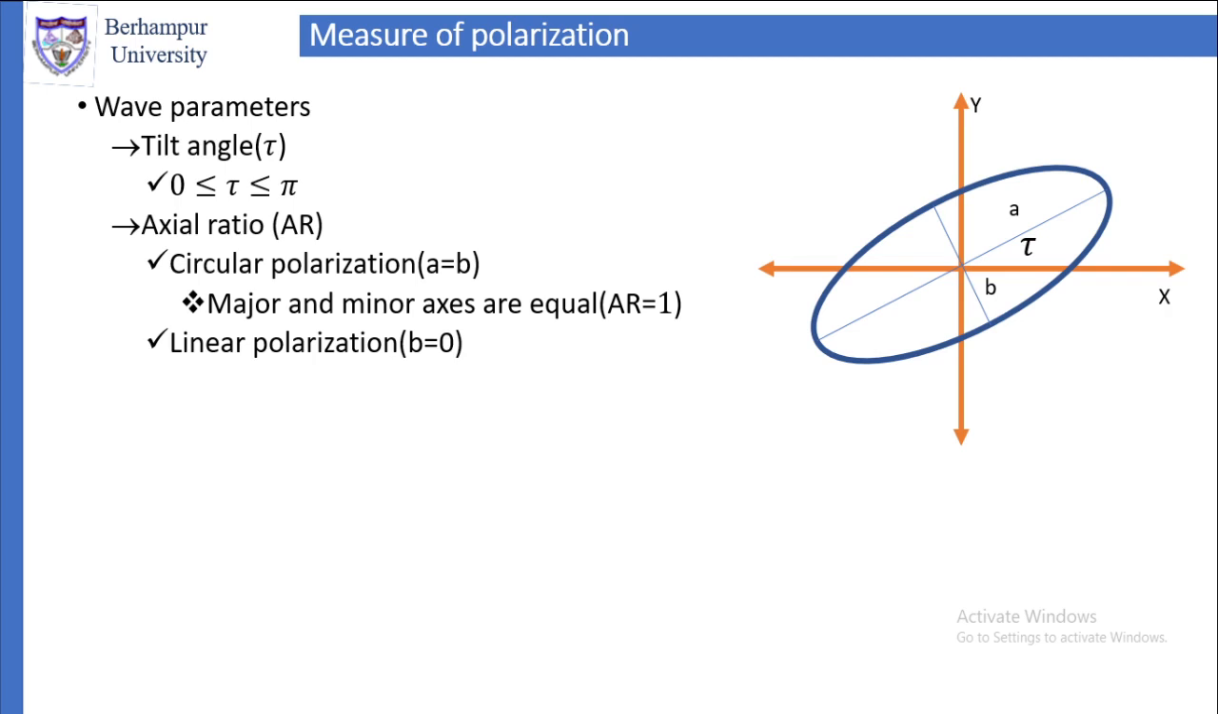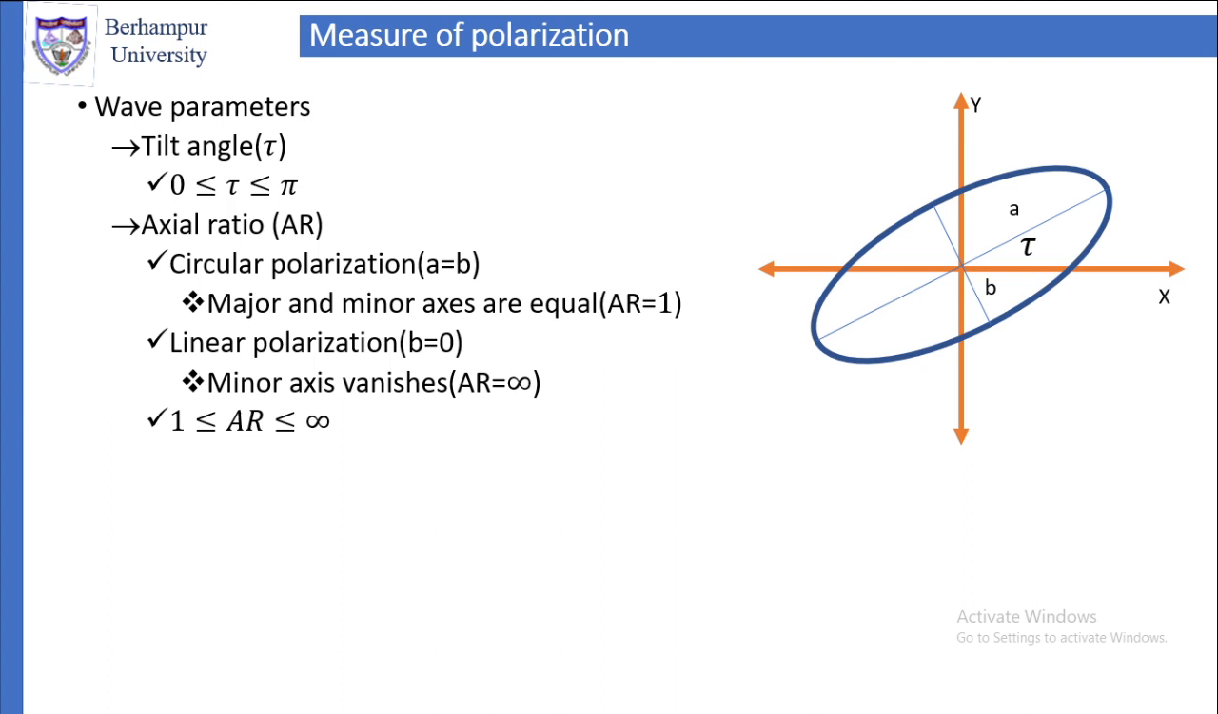Then if you have linear polarization, it means either A is equal to 0 or B is equal to 0. Let us take B is equal to 0. So it will be along A only. The B will be squeezed to 0. Then if B is 0, A by B is equal to infinity. The minor axis vanishes. For linear polarization, B is equal to 0, so axial ratio is A by 0, which is equal to infinity.